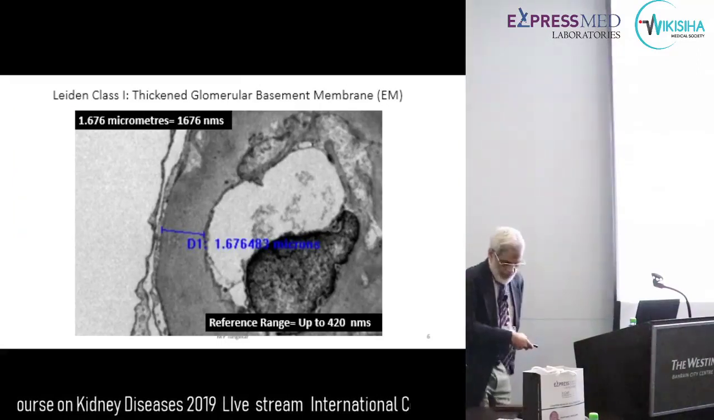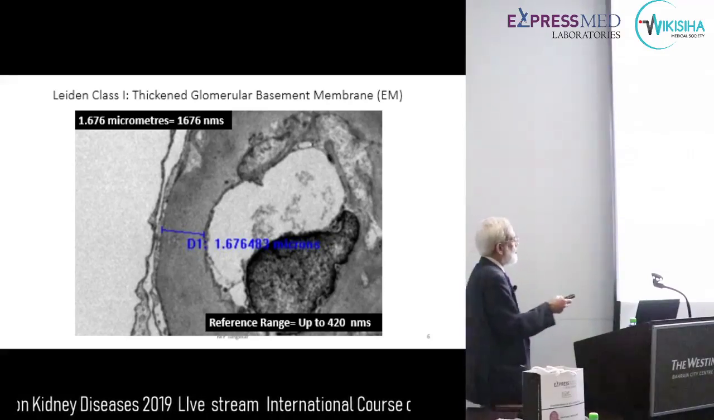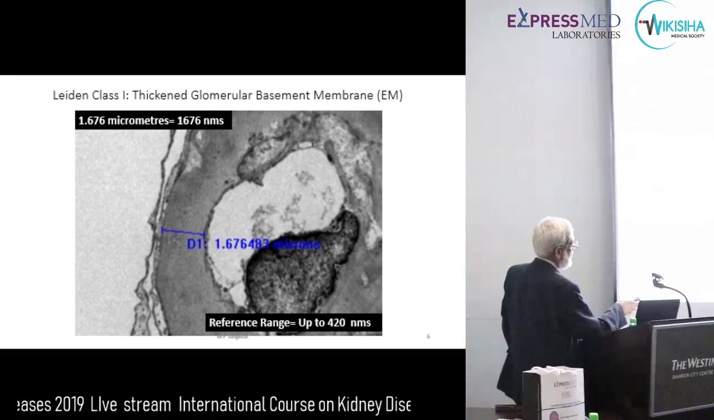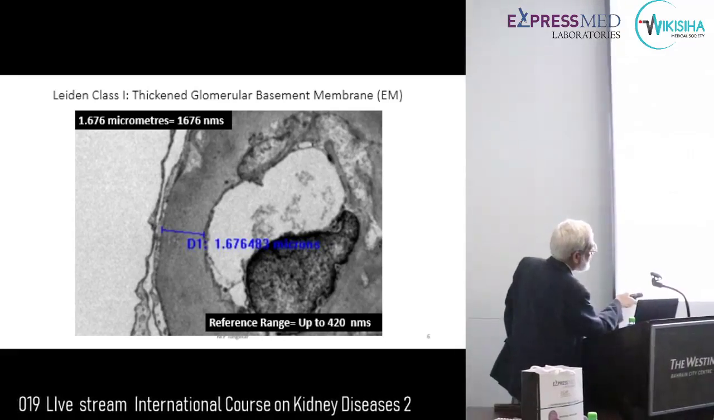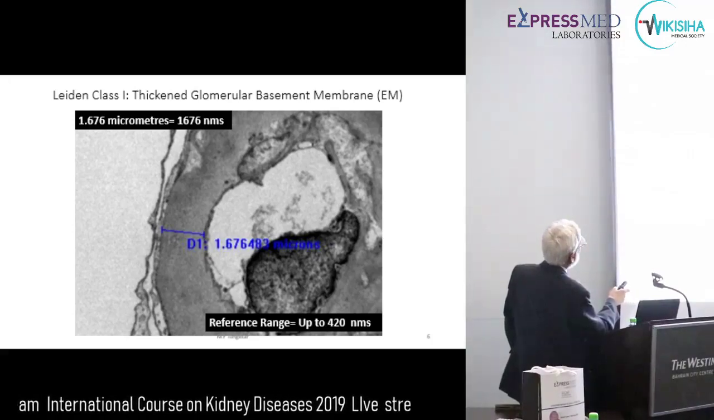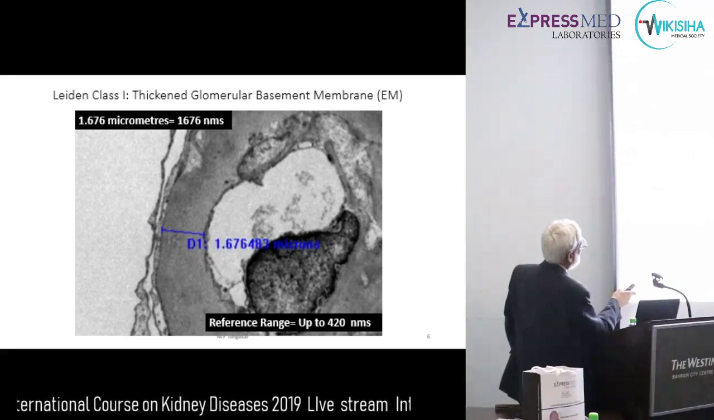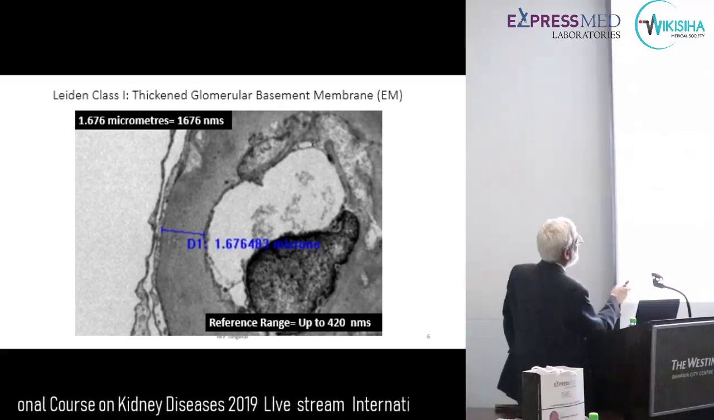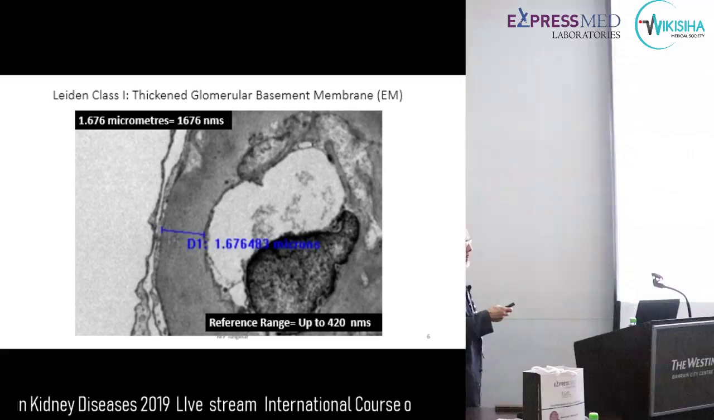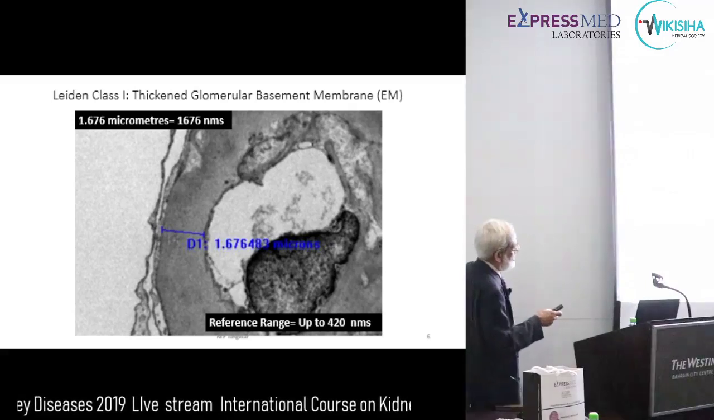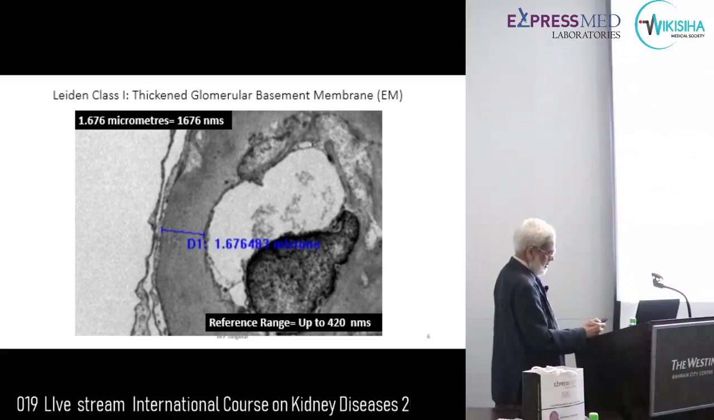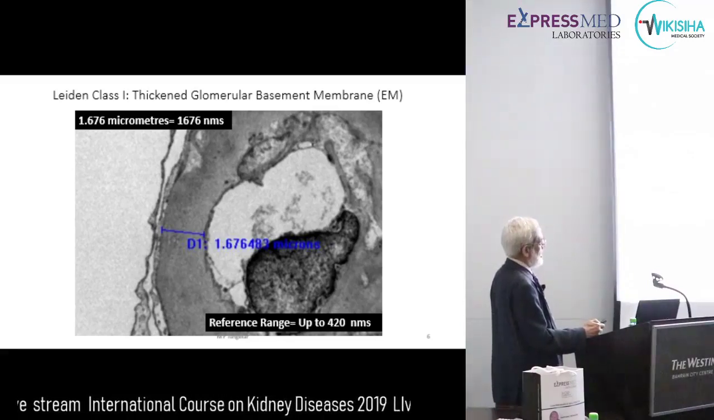Right, so this is a class 1 lesion on EM performed here. You see the measurement here is in micrometers, 1.676, that translates to 1676 nanometers, almost more than 3 times, nearly 4 times the upper limit of the reference range. So that is definitely type 1 Leiden class of diabetic.